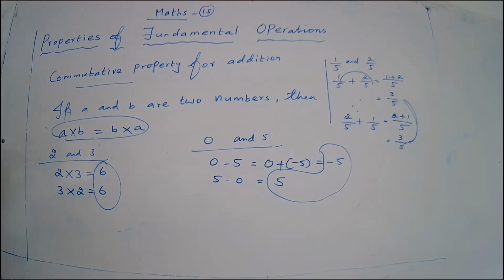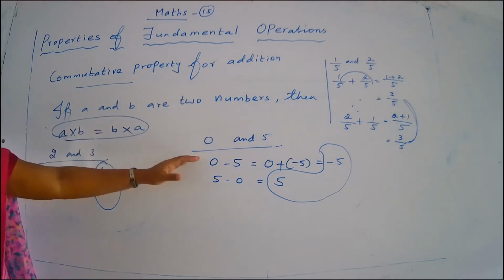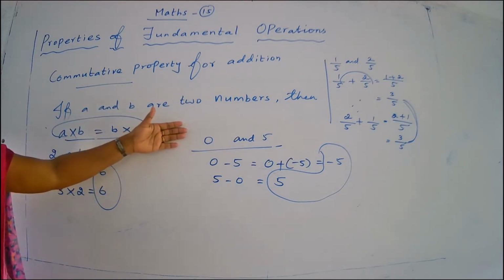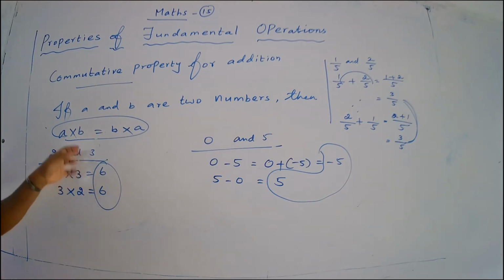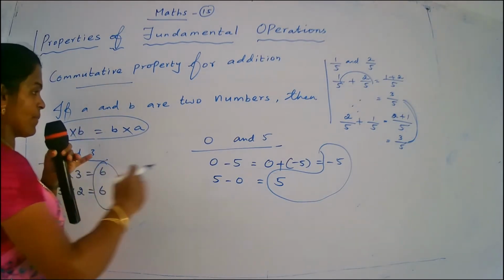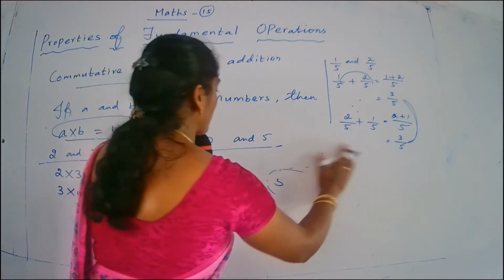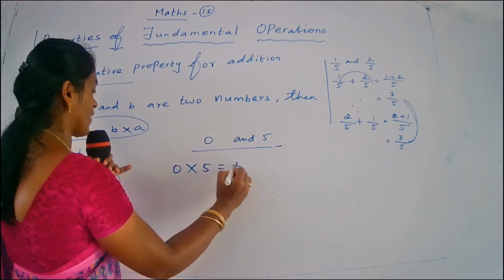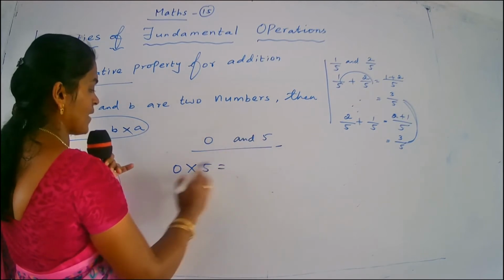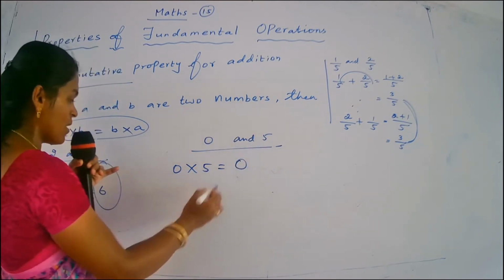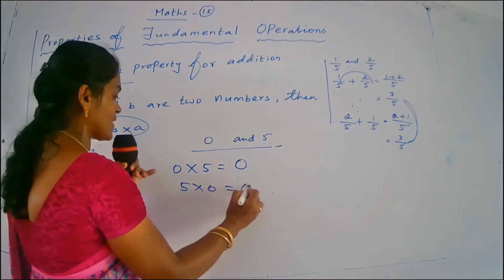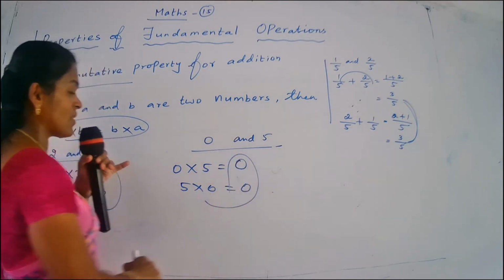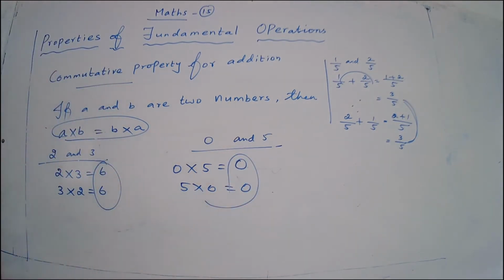Okay, children. So now you check all the sets of numbers. Natural numbers are finished. Now you come to whole numbers. 0 and 5 you take. Now you multiply 0 and 5. 0 into 5, your answer is 0. 5 into 0 equal to, your answer is 0. So the answers are same. So commutative property is true for multiplication of numbers.